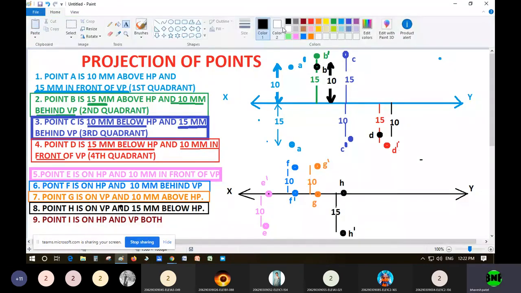Now we will see this 9th sum. The point is on HP and VP both. My dear students, when will we be able to identify that the point is on both HP and VP? When it is exactly on the XY line, because the XY line is the common line for both HP and VP. So when the point is on the XY line, only then can we say that the point is lying on both HP and VP, remember.